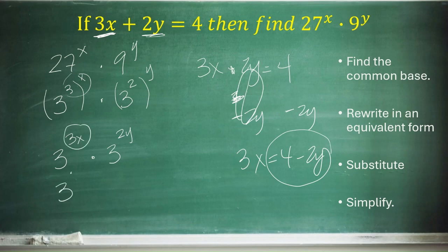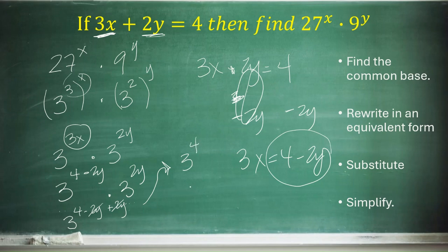So 3 becomes 3 to the power of 4 minus 2y times 3 to the power of 2y. Now, if you remember your exponent rules, when I have the same base, so I have 3 as the base on both, I can rewrite this as a sum of exponents. So I can say 3 to the power of 4 minus 2y, and my rule then is, because this is multiplied, I can add the exponents. So look what happens. Negative 2y plus 2y, those make 0. So I am left with 3 to the power of 4, which is 81.